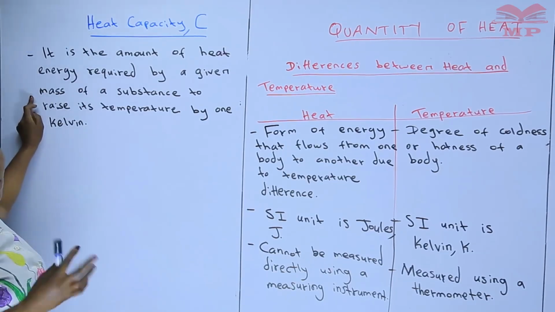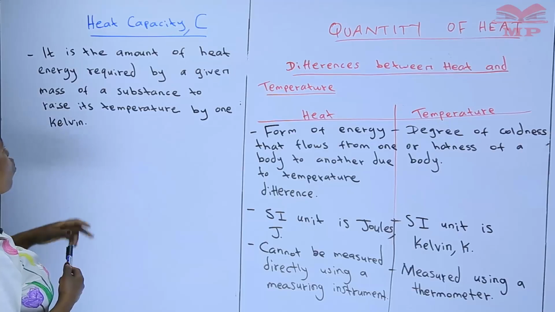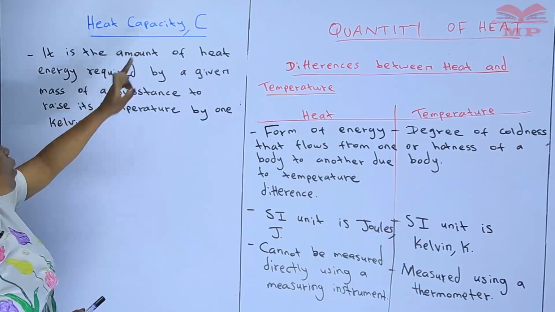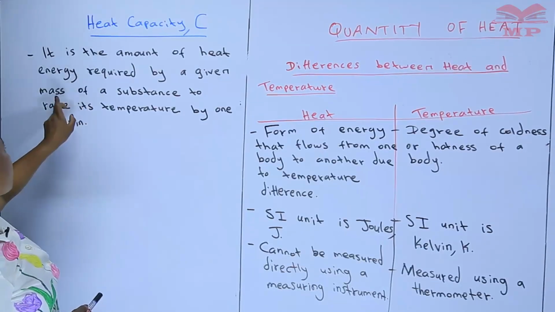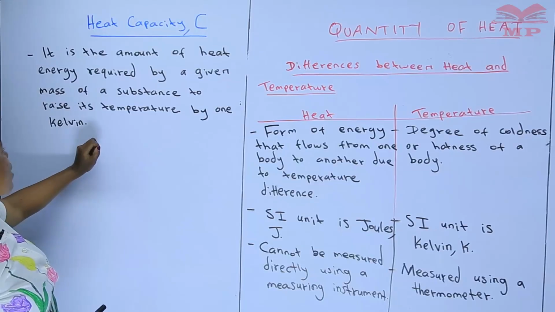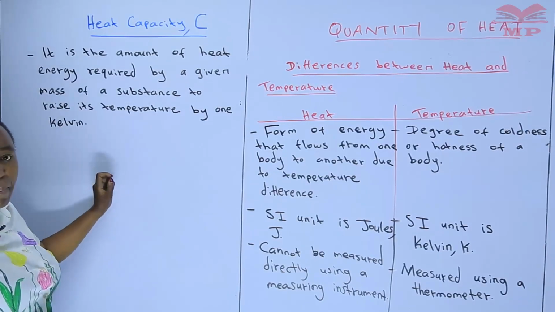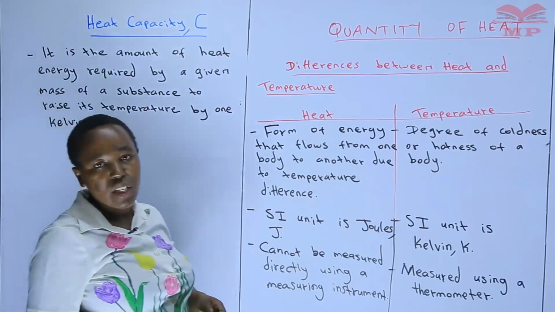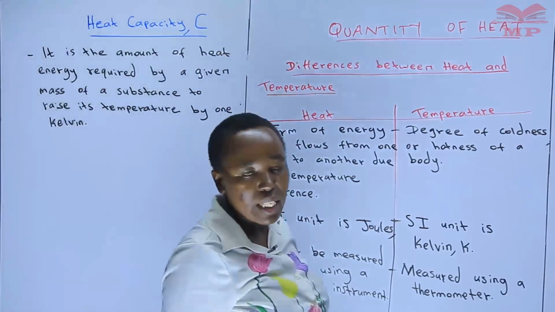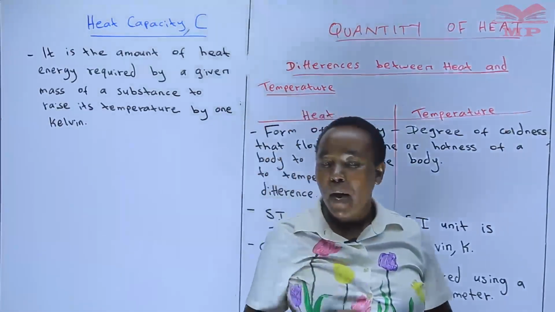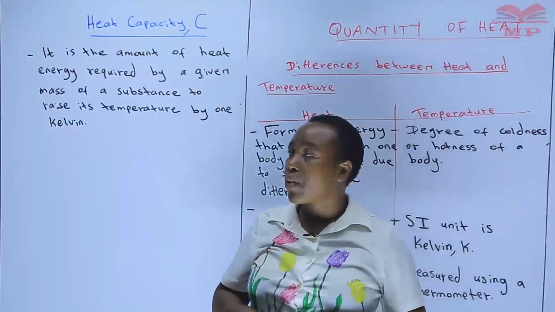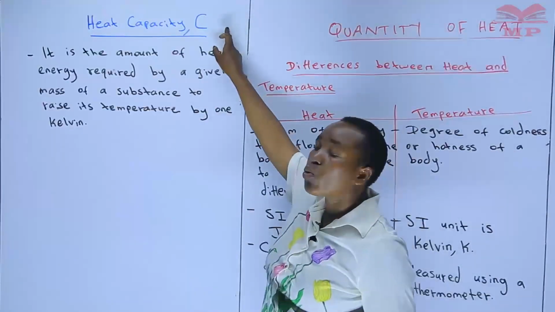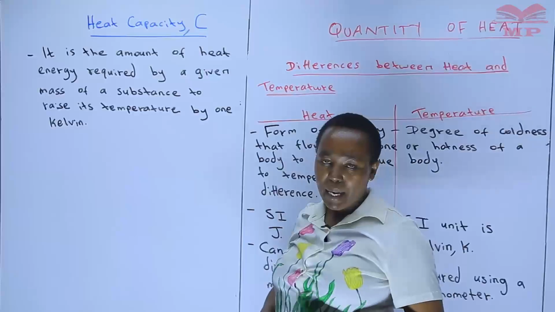You can put it in your own words, provided that you make note of the key ones: the amount of heat energy, then we have a given mass of a substance, and we have raising the temperature by 1 Kelvin. So the amount of heat energy that is required to raise the temperature of a given mass of a substance by 1 Kelvin is what we are referring to as heat capacity.